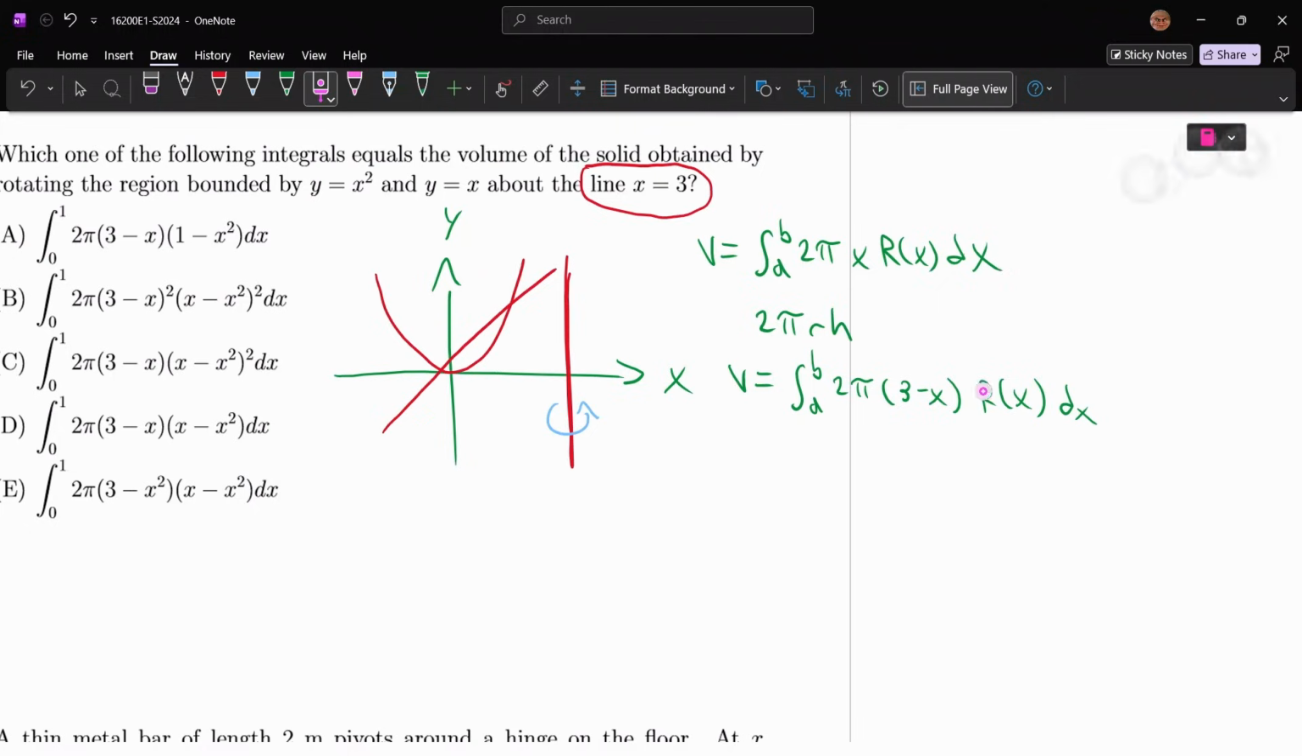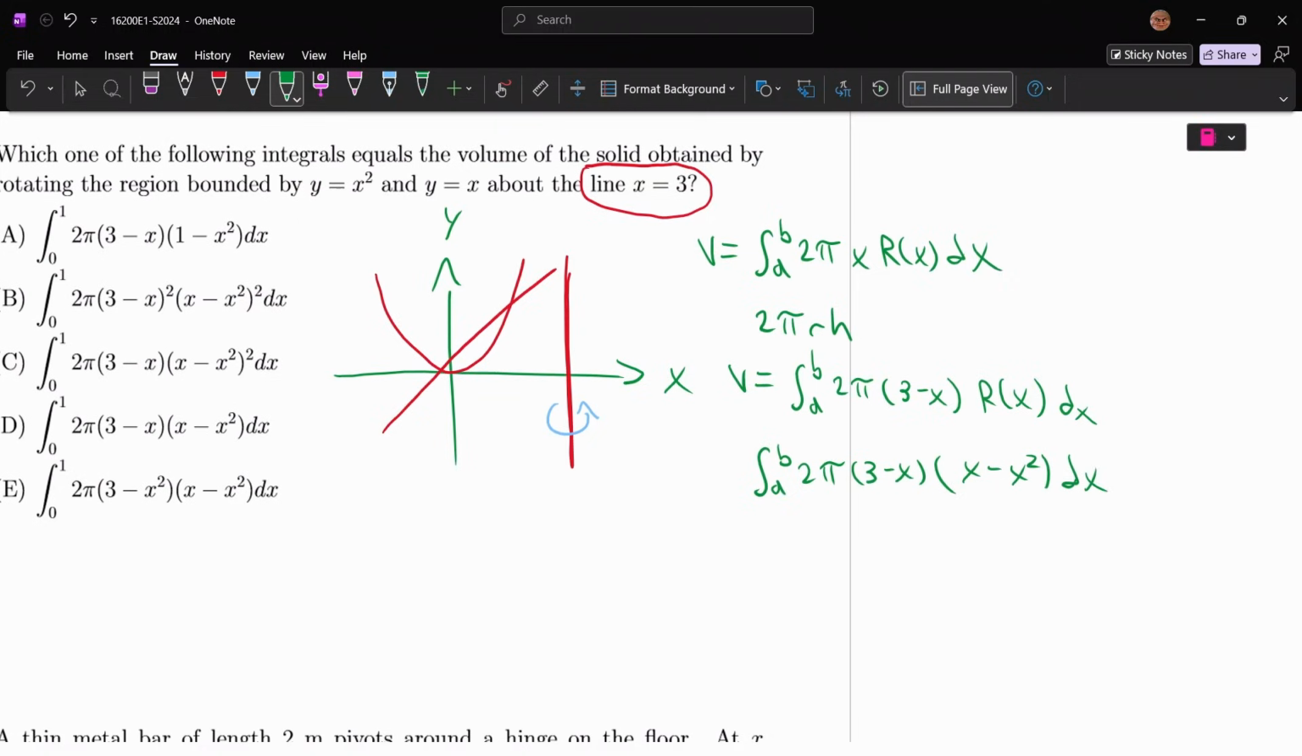The function r of x is just going to be our region here, and that's as simple as subtracting the lower function from the upper function. So that ends up looking like this, where you have the integral from a to b of 2 pi times 3 minus x times x minus x squared.